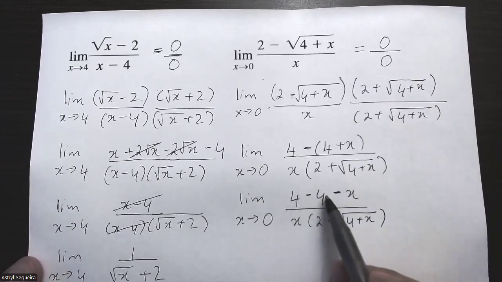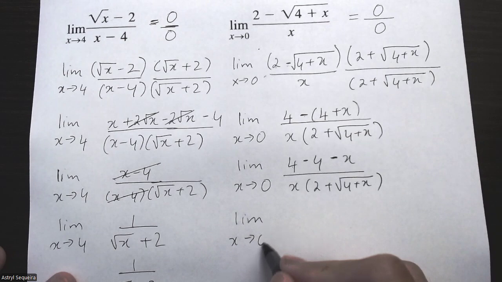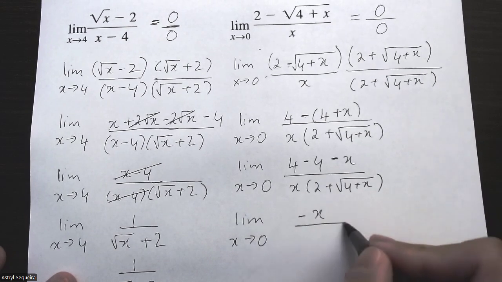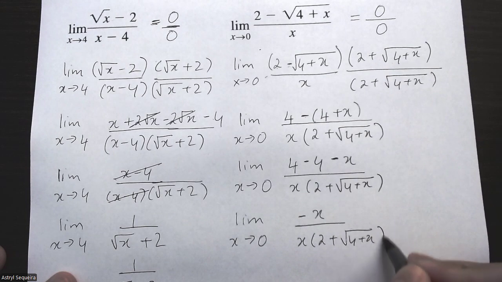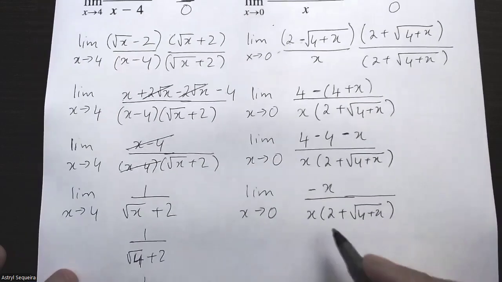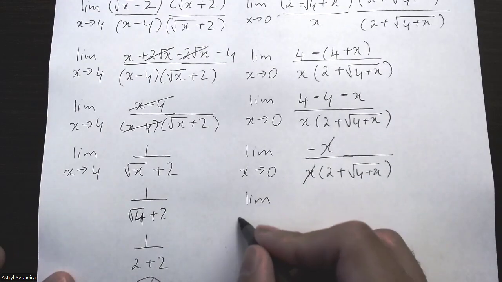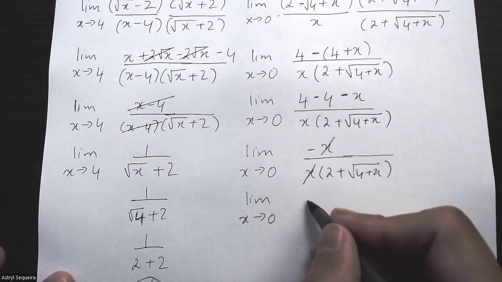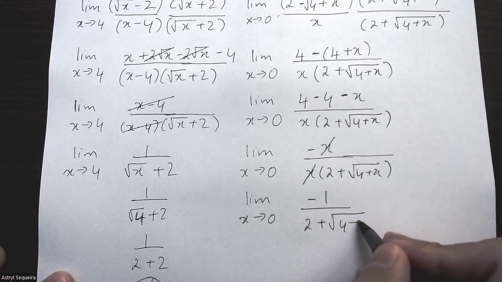You can combine like terms in the top. 4 minus 4 is just 0. You just have negative x over x, 2 plus root 4 plus x. And then I can cancel x and x. So then I just have lim x approaches 0, negative 1 over 2 plus root 4 plus x.